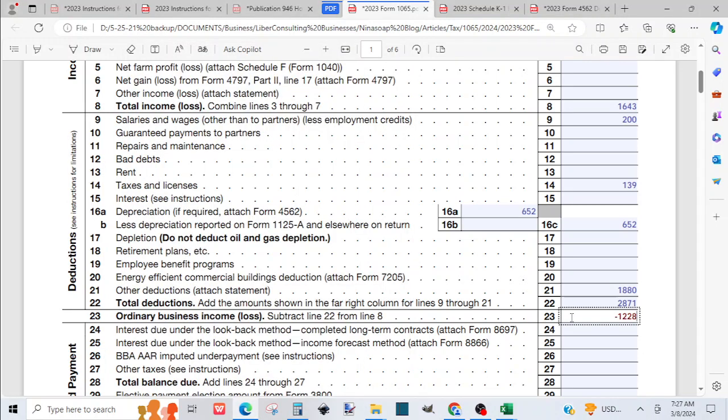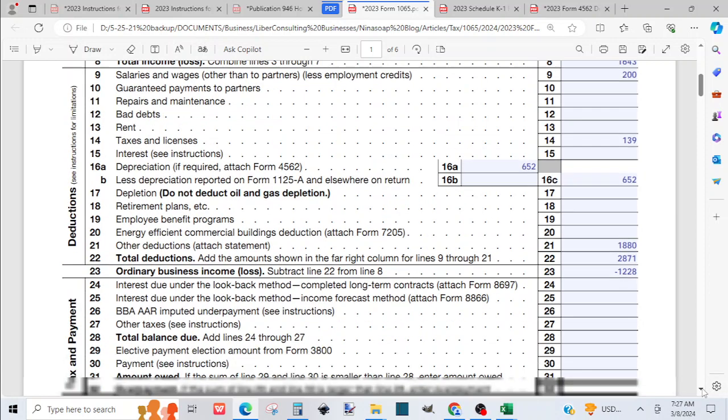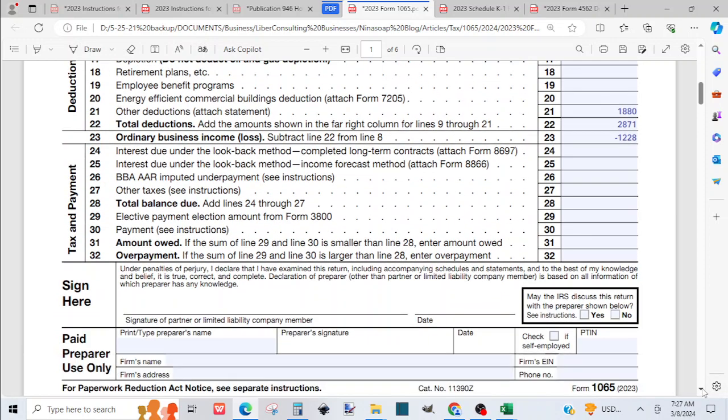Negative 1228. Assuming we have our things correct here, let's continue. But you get the point. Might be a few dollars off, but yeah.